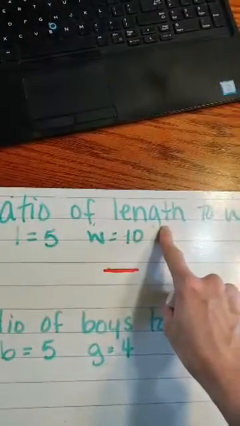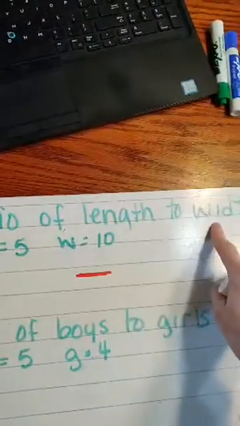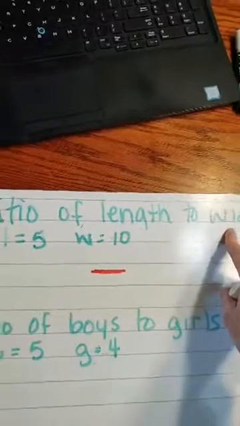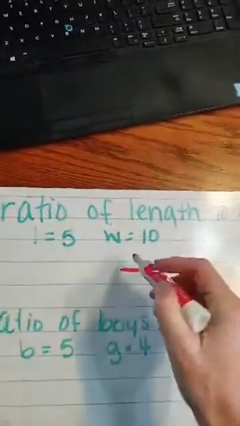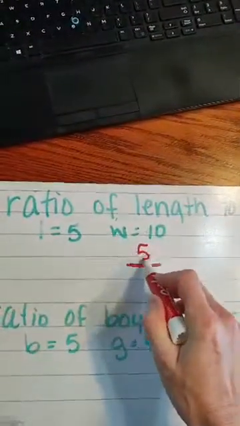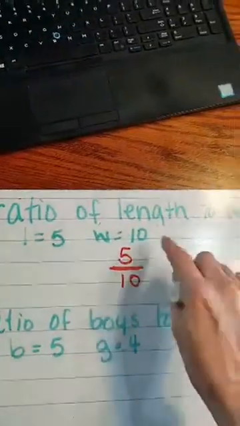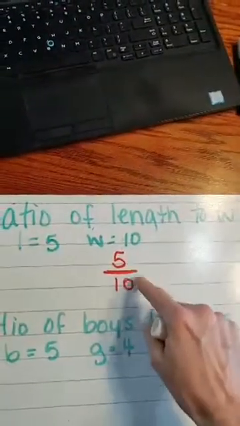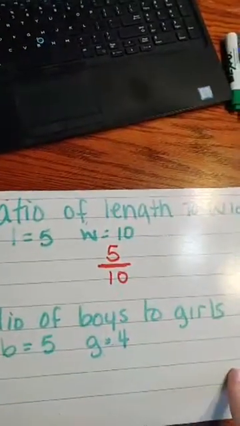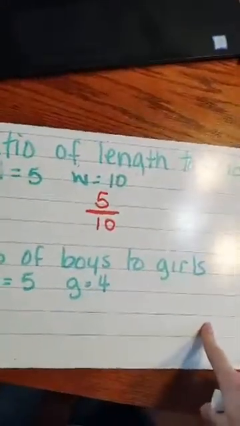The first one they say is what goes on top. The second one they say is what goes on bottom. Okay, so if the length is 5, that goes on top because they told me length first, and width is 10, it goes on the bottom. So length to width is 5 to 10. 5 over 10. Now, here's something key to remember with ratios.